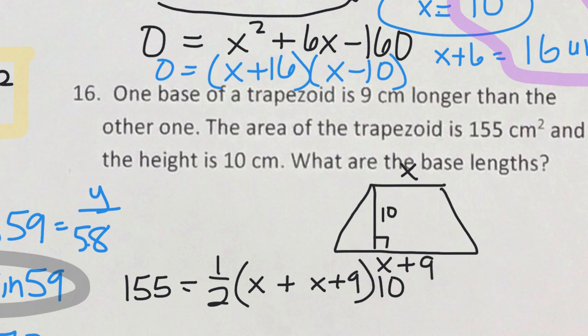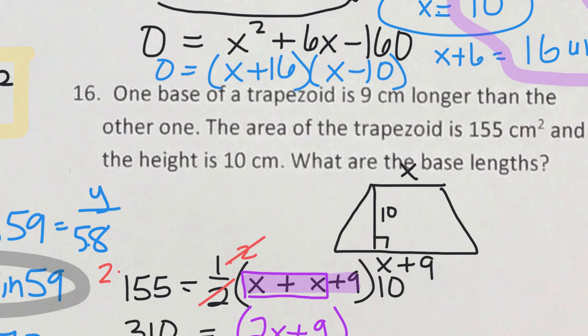Okay, so there's lots of ways that we can algebra this, but what do you get when you combine your like terms in here? 2x plus 9, right? It's not 18x, it's not 11x. We cannot combine the x's and the 9, but you can combine your two x's. X plus x is 2x. So let's multiply by this 2 to get rid of 1/2. We know how to do that. 155 times 2 is 310.